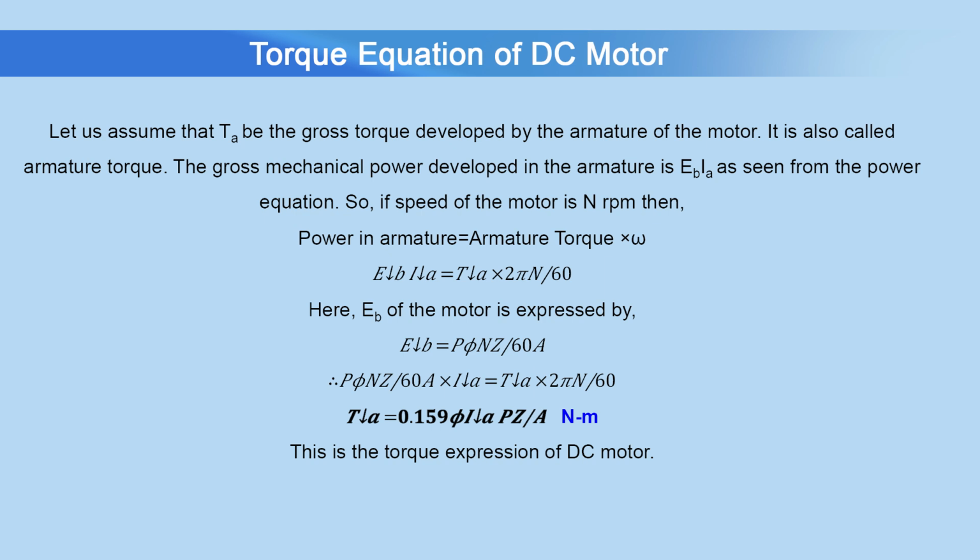If you substitute the value of EB, which we derived in the previous slide, EB is equal to P phi N Z upon 60A, that is the back EMF. Putting this in place of EB, we get P phi N Z upon 60A into IA is equal to TA into 2 pi N upon 60. Finally, the gross torque is equal to 0.159 into phi into IA into P into Z upon A Newton meter. So this is the torque expression for the DC motor.